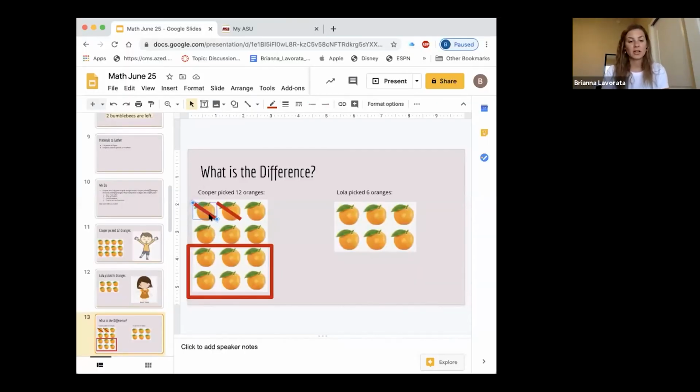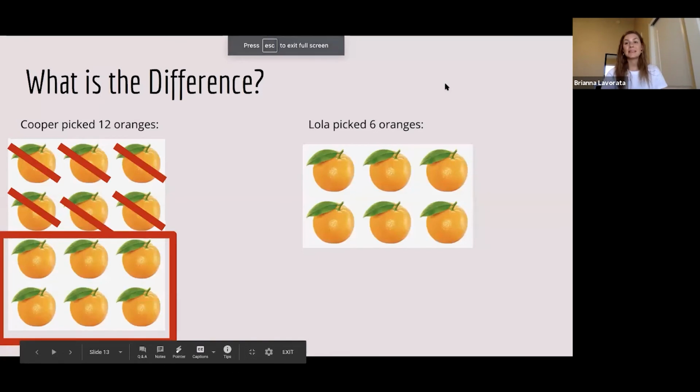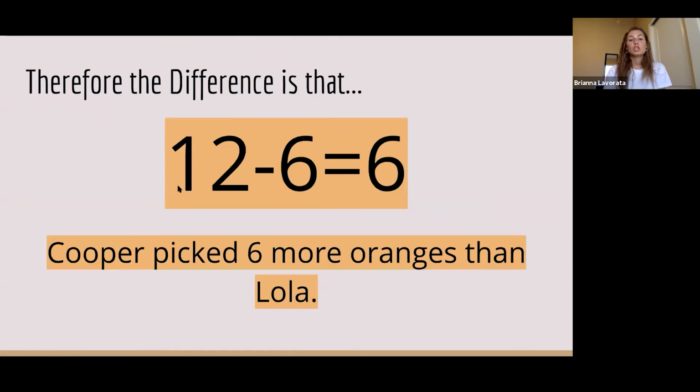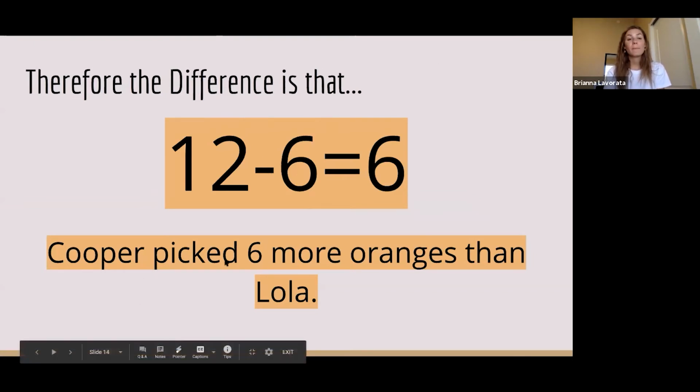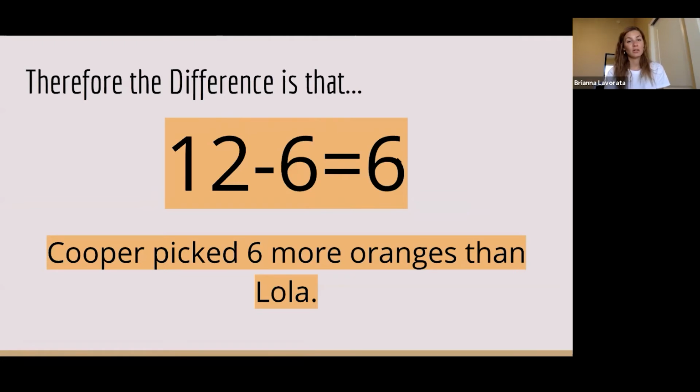Okay, so now we can cross those off on my paper here. So we're going to cross off all of those oranges that we know that Lola picked. And now by this picture, we see that there are 6 total oranges left. So therefore, 12 oranges that Cooper picked minus 6 oranges that Lola picked equal Cooper picked 6 more oranges than Lola. So 12 minus 6 equals 6.